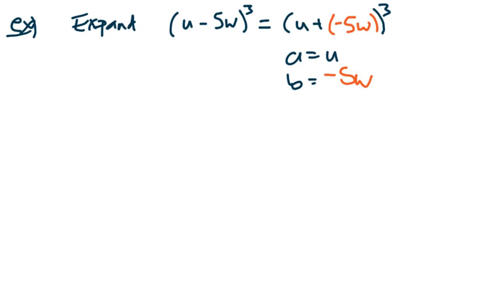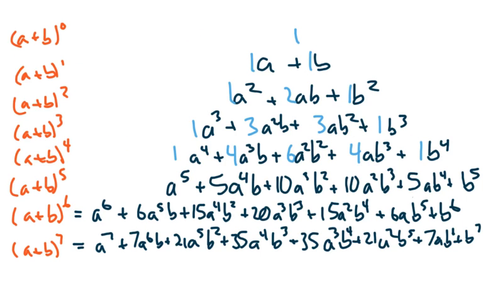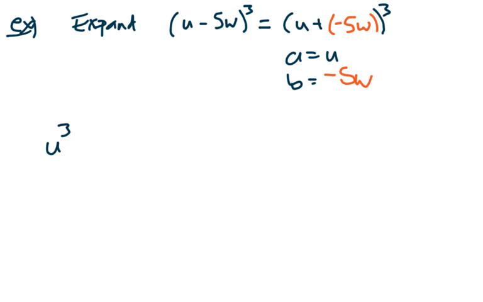Each time you're going to have 1 less power of A and 1 more power of B. A starts with the third power. So the first term, U to the third power, 0 powers of B. And the coefficient of this guy, let's scroll back. We've got, in A plus B cubed, 1, 3, 3, 1. So this first guy has a coefficient of 1. The next guy has a coefficient of 3. 1 less power of U means U squared. 1 more power of B means 1 power of negative 5W.